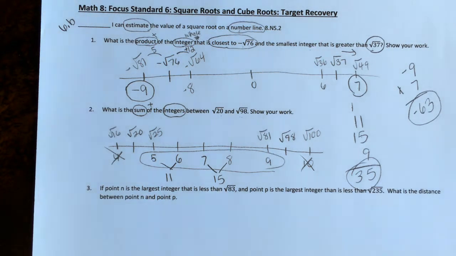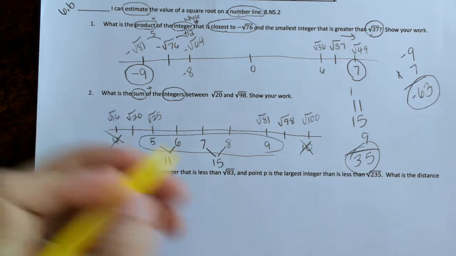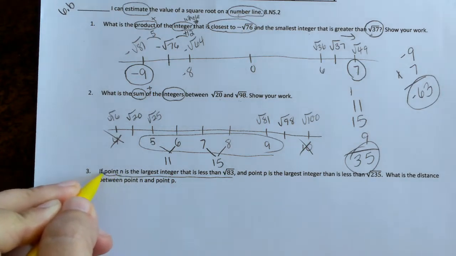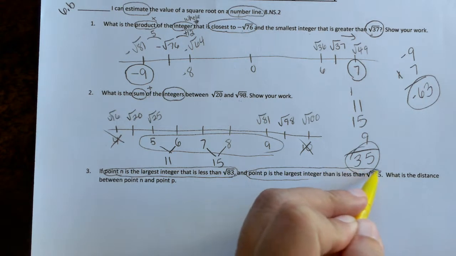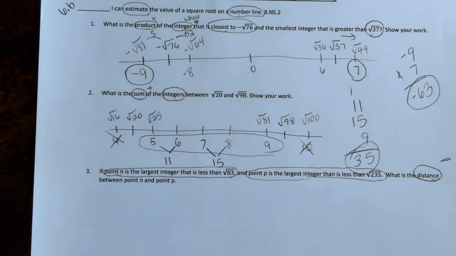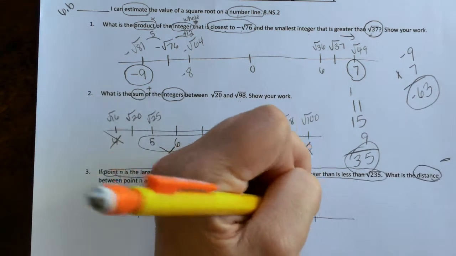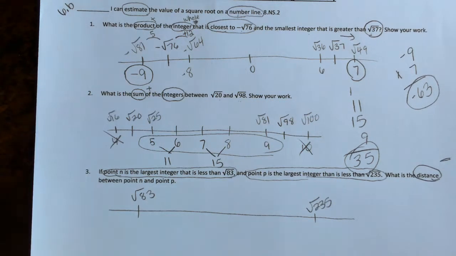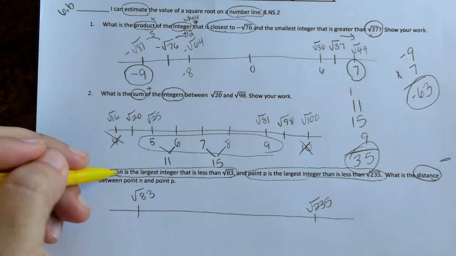And we've got one more here. If point N is the largest integer that is less than square root 83, point P is the largest integer that is less than square root 235, what is the distance? Distance is a subtraction problem between point N and point P. What should I be drawing? A number line. Okay. I'm going to write here square root 83. I'm going to write here square root 235. And I first need to locate it, and then I need to think about what point N is.